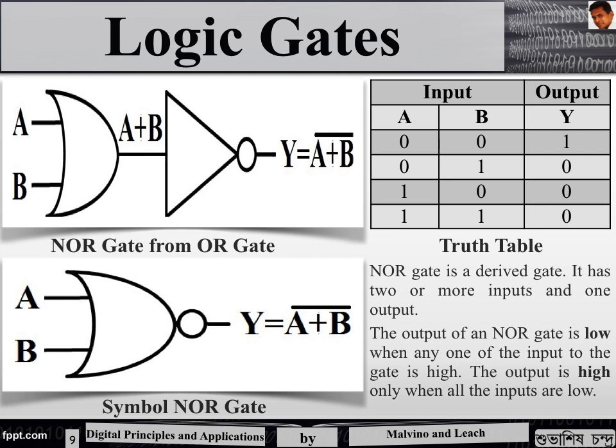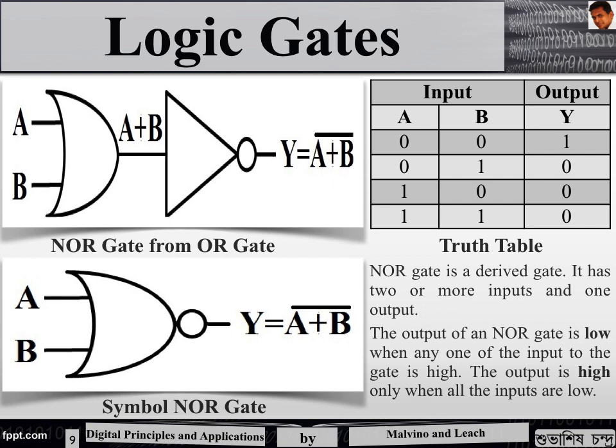Now for all the gates that we have seen, the NOT gate had one input and the rest of the four gates had two inputs and one output. The NOT gate always has one input and one output, but in case of the other four gates, it can have more than two inputs as well. The output will remain as one.